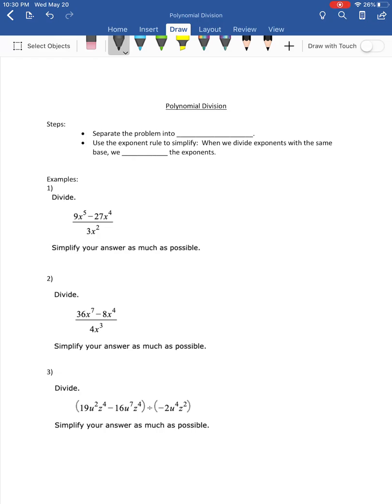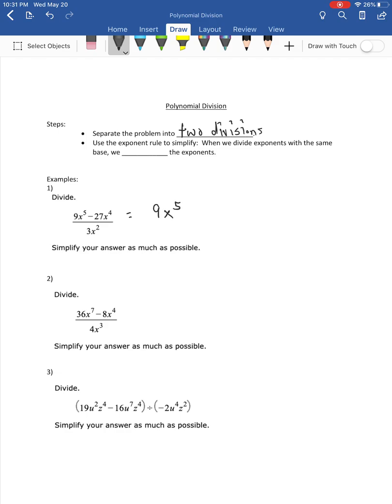Okay, so how do we divide polynomials? We're going to separate the problem into two divisions. If we look at number 1, in the numerator we have 9x to the 5th and negative 27x to the 4th. Those are both being divided by 3x squared. So I'm going to separate that out into two separate divisions since they're both being divided by the same term.